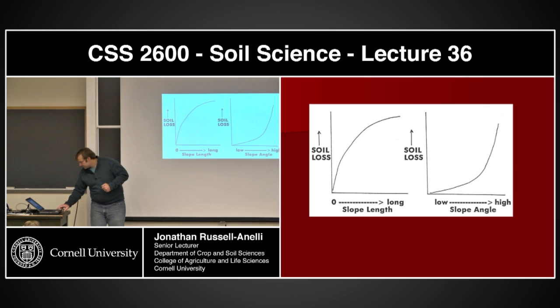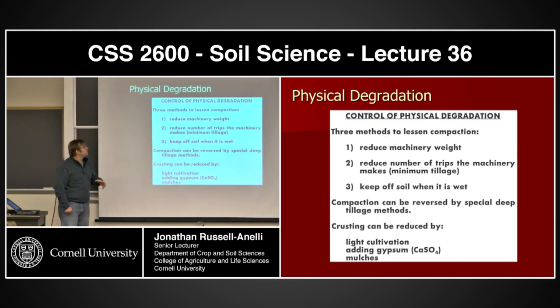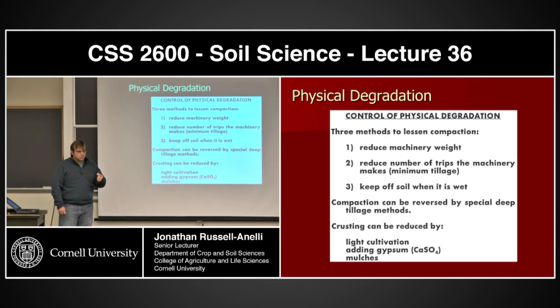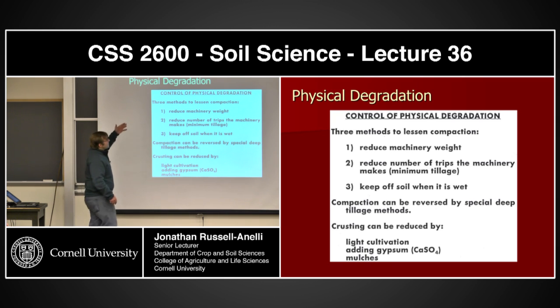Let's skip this. The last section of this erosion lecture was really about physical degradation. When we're talking about erosion, we're often talking about just the material moving, but there are incipient conditions and management things that we do that actually encourage or discourage this erosion. Three methods of basically reducing compaction.